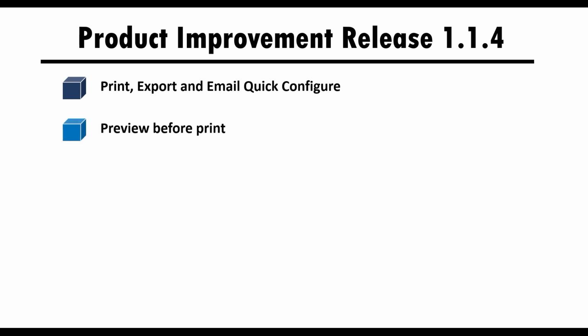Now let's see product improvement in this release 1.1.4. First one, print, export and email quick configure option is given in the right hand side button bar. Preview before print was an issue in release 1.1.3. It is fixed in this release. Now we can print company logo in payment and receipt also.